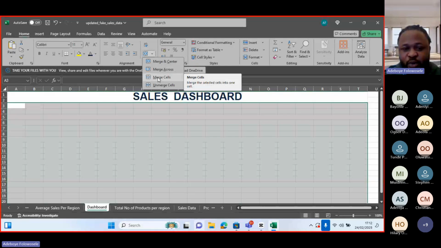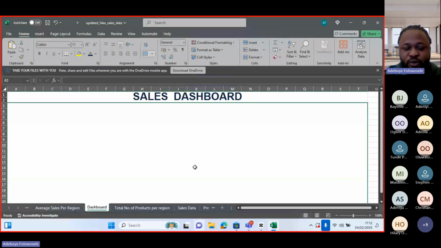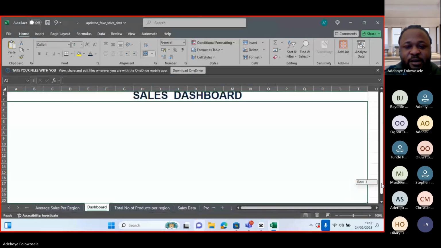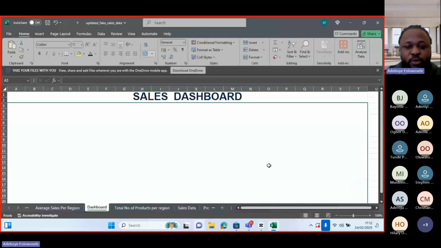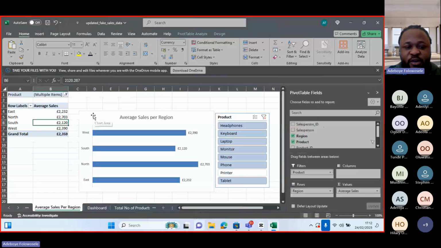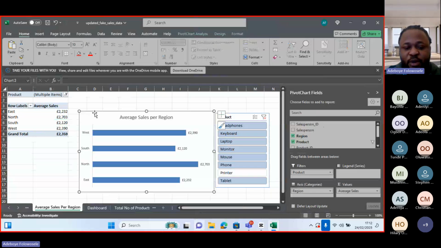to put a title. So here I will just use merge sales alone. That's what I'm just going to use. So one by one, what I will be doing is to copy some of these, the average sales per region. I mean, some of the charts that we have created last week.